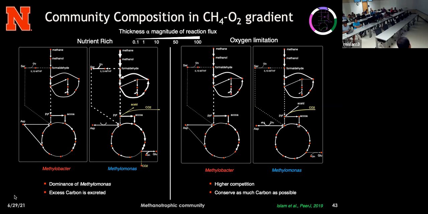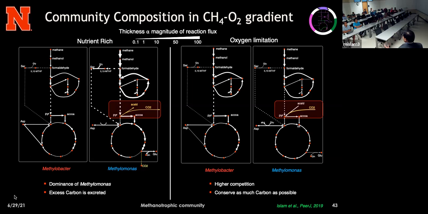But what happens in the oxygen-limited condition is that there is a stricter competition between these two members now. They are both growing at a similar rate. And also, most interestingly, Methylomonas is not excreting the carbon dioxide anymore. Rather, whatever carbon dioxide is produced in the TCA cycle, it is recycling back by reversing the direction of the pyruvate carboxylase reaction here.